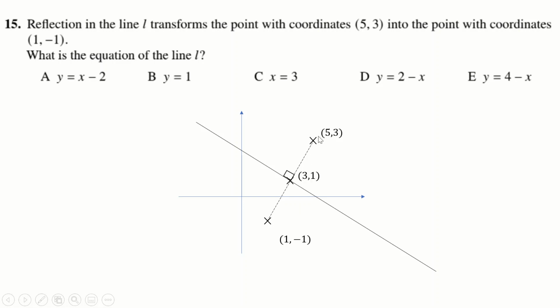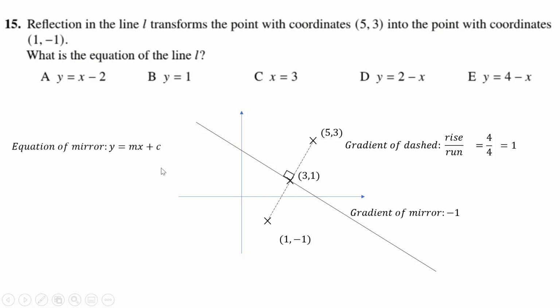Now that's really helpful because if we could work out the gradient of the line connecting the dots, then we could work out the gradient of the reflection, because perpendicular lines have a rule about negative reciprocal. So the gradient of this line here is going to be, well, the rise is 4 from 3 to minus 1 and the run is also 4 from 1 to 5. So that's going to be a gradient of 1. And that means the gradient of the reflection is negative 1 over this, but 1 over 1 is 1, so it's going to be negative 1.